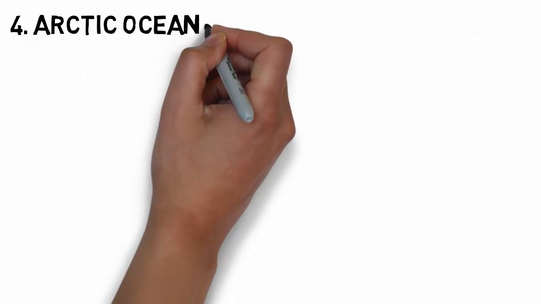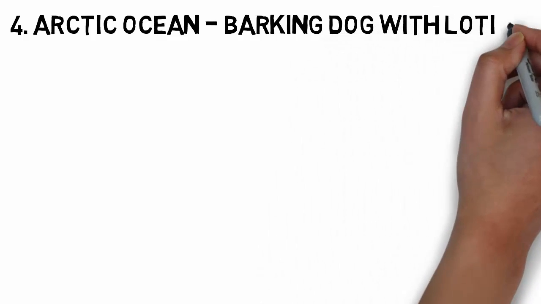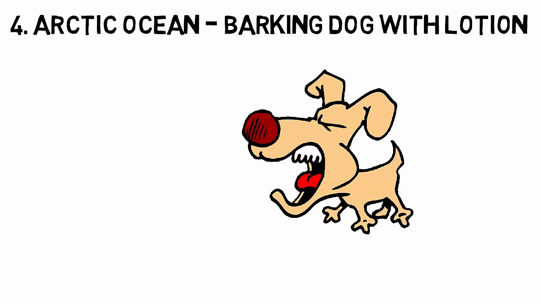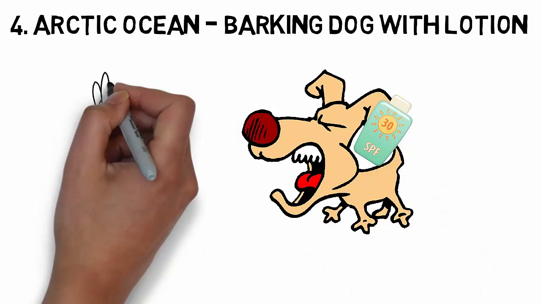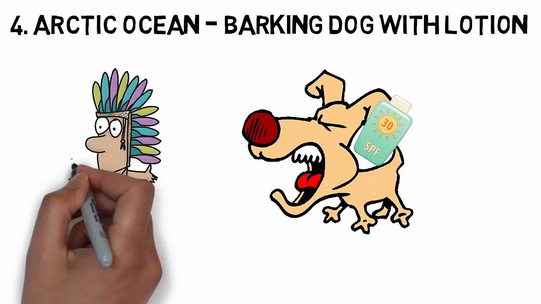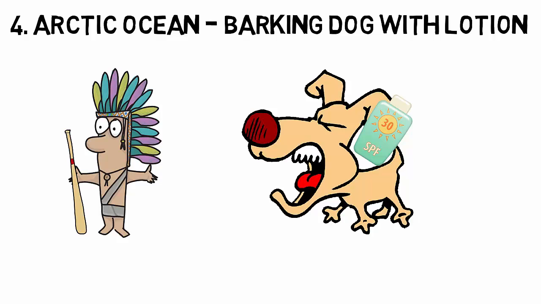The next body of water is the Arctic Ocean. So we're going to have a dog barking with a lotion on its back. So maybe the dog is barking at the Indian because the lotion told it to, because the lotion was going to use the stick or use the bat as a stick for the dog to play fetch with. So the dog's very upset and the lotion's upset. So that's why the dog's barking.